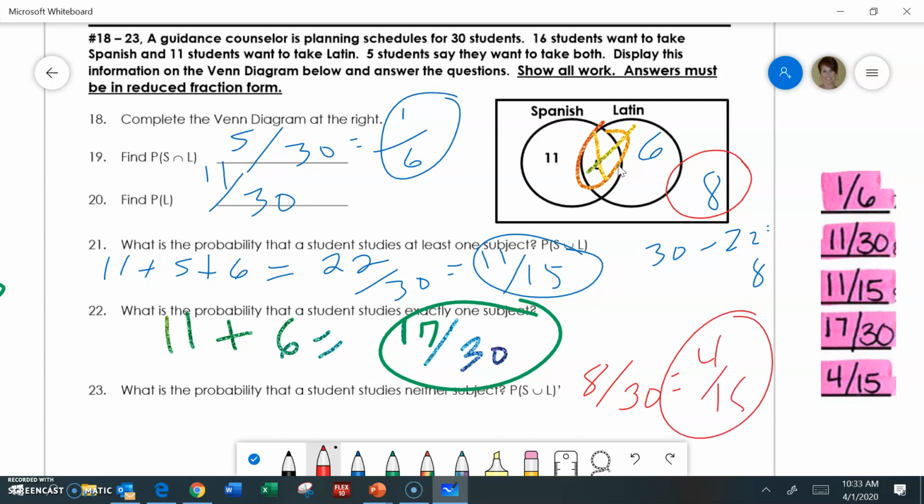Okay? All right, I hope that helps. We're going to be moving on now to a different part of probability. Okay? All right, good job. Make sure you have your answers fixed and they are correct.